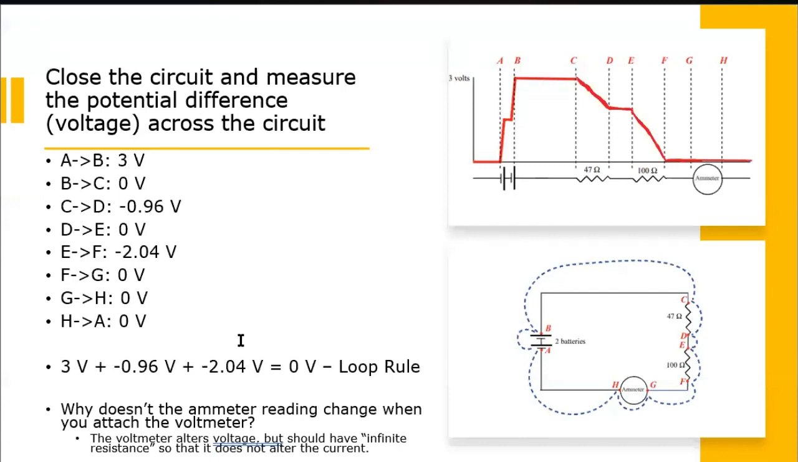And why doesn't the ammeter reading change when you attach the voltmeter? That's when the voltmeter isn't trying to complete the circuit. The voltmeter measures the voltage, but it should have infinite resistance, so it does not alter the current shown on the ammeter.